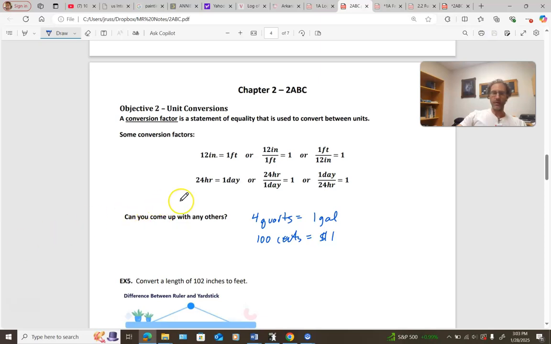Now, of course, in my face-to-face classes, I would ask the students, what other conversion factors can you think of? So it could be 60 seconds is equal to 1 minute, or that 1 kilogram is equal to roughly 2.2 pounds, things of that nature. And know this too, guys, there are different measurement systems around the world.